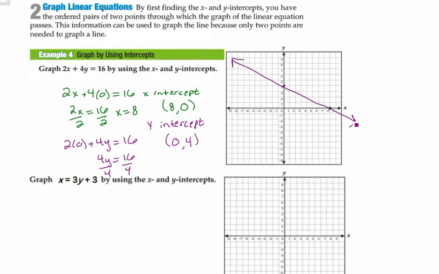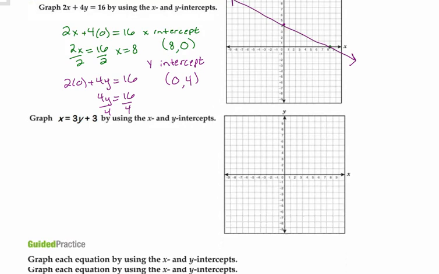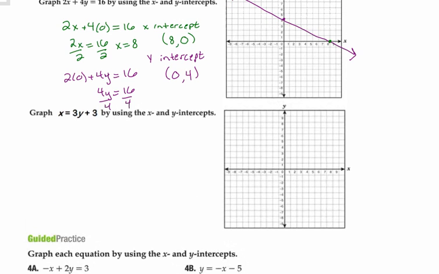And there it is. All right, looking at this next one, it says that we're supposed to, again, graph by using the x and y intercepts. Notice that up on that top one, I said if it's in standard form, it's really nice to use. This one isn't because my x's and y's aren't on the same side. So I'm going to quickly just take one little step and I'm going to subtract that y over. So I'm going to have an x minus 3y equals 3.